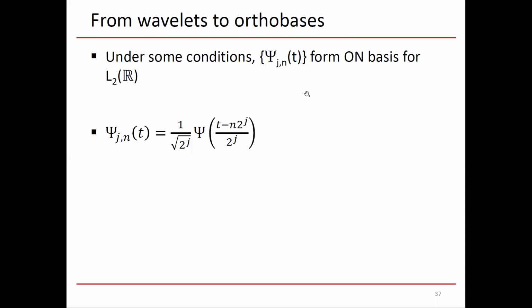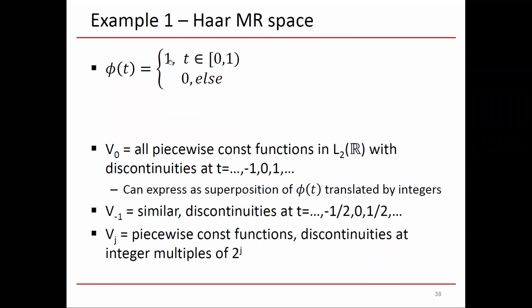Now, in addition to that, we also have a connection to multi-resolution approximation spaces, but let's look at two examples. First of all, a Haar multi-resolution space. Phi of t is a function, and it's one when the time t is between 0 and 1, else 0. And phi of t is used to set V0. Okay, so phi of t fits into V0 because V0 is the set of all piecewise constant functions in L2 of R with discontinuities at integer locations.